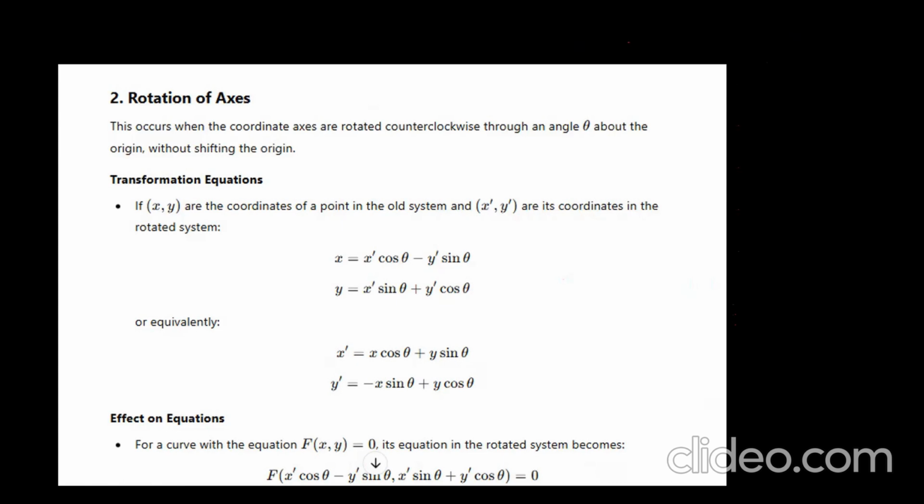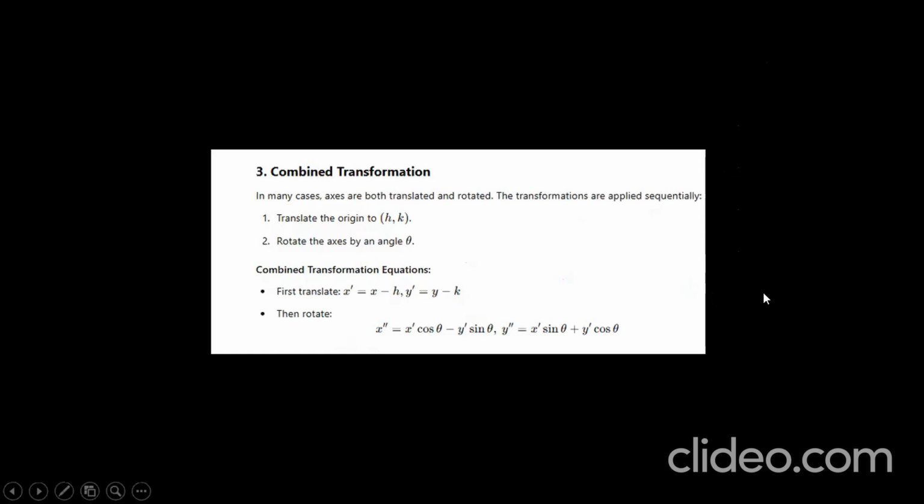Then it becomes f of x' cos theta minus y' sin theta, x' sin theta plus y' cos theta. Got it? Next, combined transformation. In many cases, shapes are both translated and rotated. The transformations are applied sequentially.